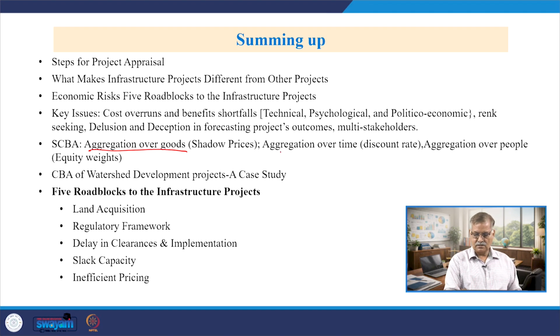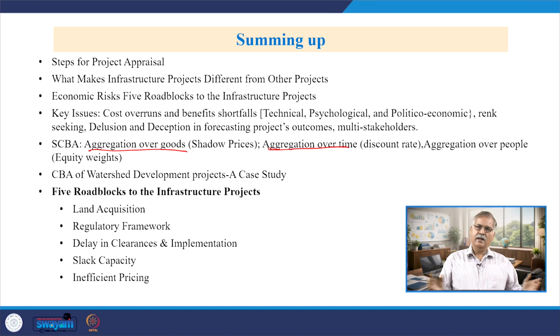Then the second issue I discussed in detail is aggregation over time, because the benefits and costs of infrastructure projects are spread over a longer period, and it becomes very difficult to convert future costs and benefits into present value. In this regard, I stated that the social discount rate is used to convert the future cost and benefit into present values, and after getting the present value of cost and benefit, we apply the benefit cost ratio, and if the benefit cost ratio is greater than 1, then the project is economically viable.